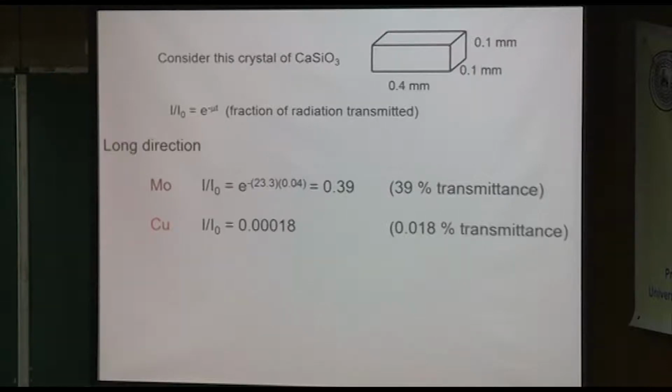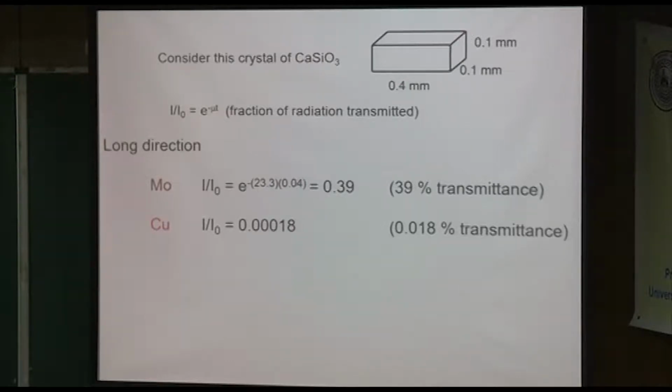So invert that, you get absorbance. For copper, 0.018% transmittance. Wow. I mean, you might not even see a beam exiting that crystal if you used copper radiation. I have seen cases where I've used gold in a crystal, which absorbs a lot, and really don't see anything if the crystal's too big. So if you wonder why you aren't getting much diffraction, that might be an absorption effect.